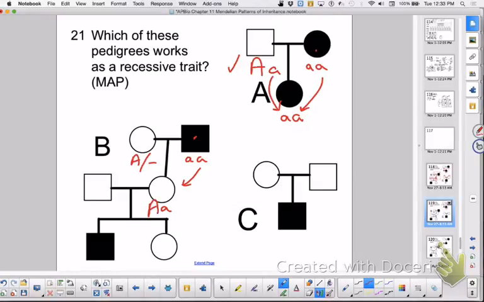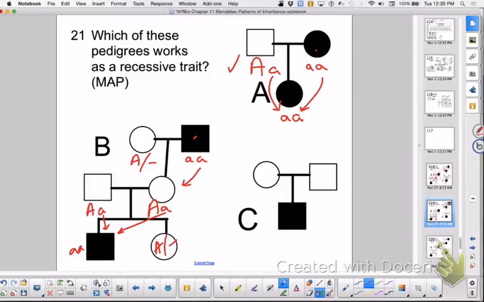And now, what is this one right here? At least 1 big A. Could their second letter be a little a? Yes. And so if they both gave a little a, then they could have this boy who has the disease. This one, I don't care. One of them gave, they could have 2 big A's, they could have 1 big A, 1 little a, it doesn't matter.